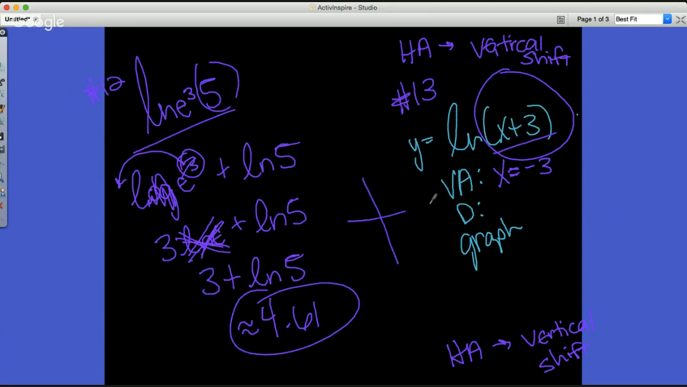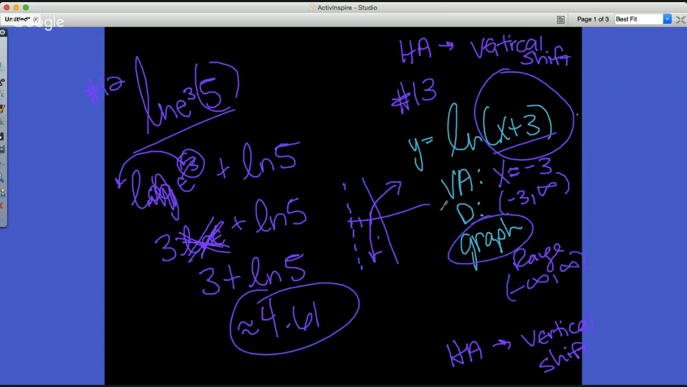Now, once I look at that, I know that it's at -3, and because there's no reflection, this graph might not be perfect, but it'll look something like this, where the domain would be from -3 to infinity, and also the range would be from -infinity to +infinity, all the way from low to high, right?